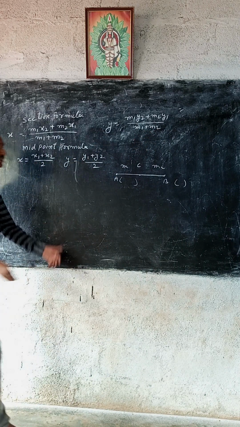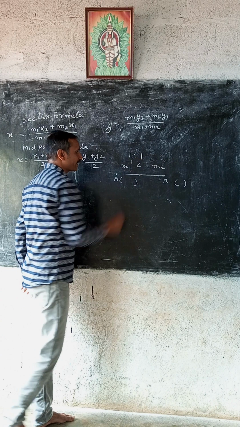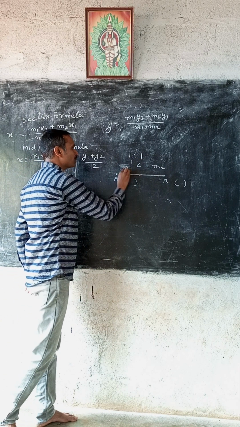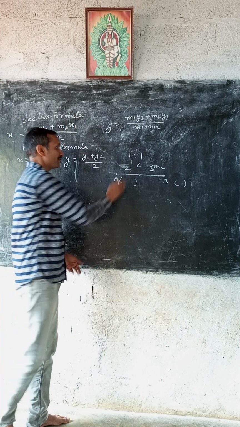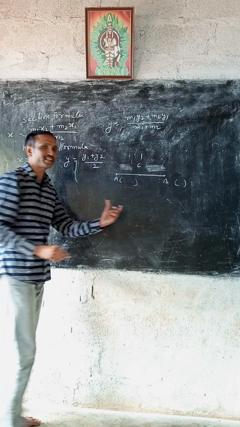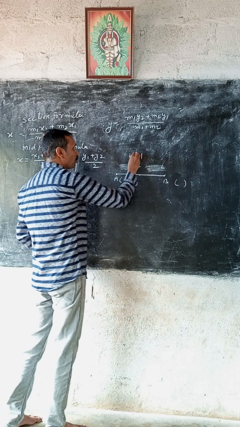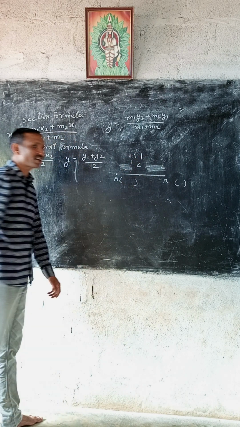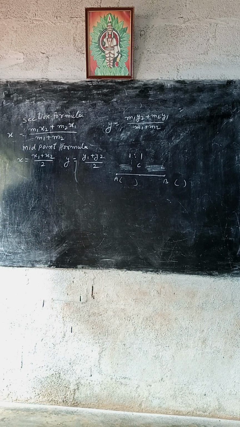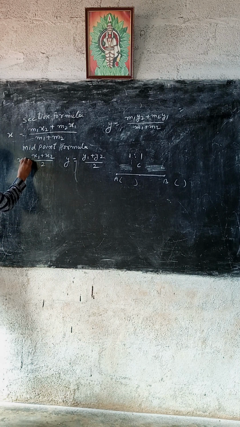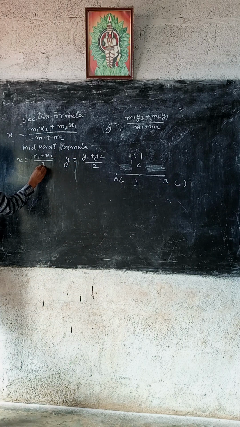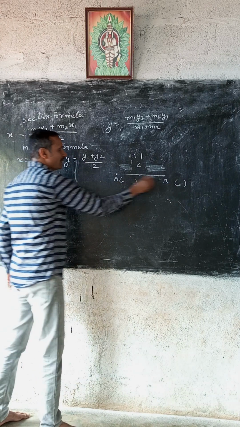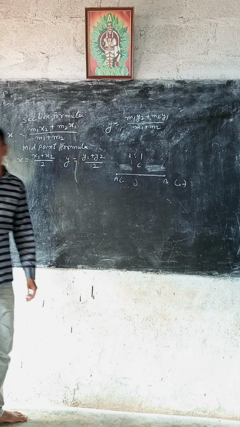Now, the ratio can be any ratio. Suppose it can be 2:3, also 5:7, 1:2, any type. But if the line segment is divided in the 1:1 ratio, then it becomes the midpoint formula. In the midpoint formula, x is equal to (x1 plus x2) by 2, and y is equal to (y1 plus y2) by 2. That is the midpoint formula.